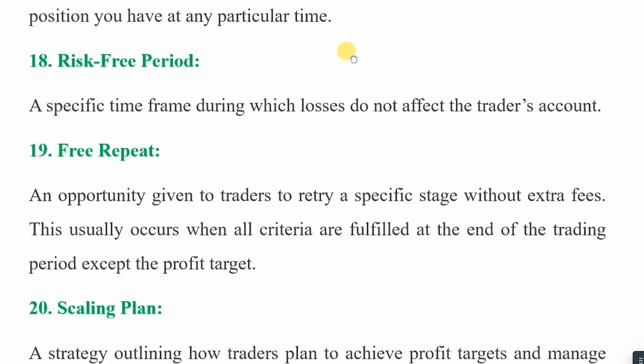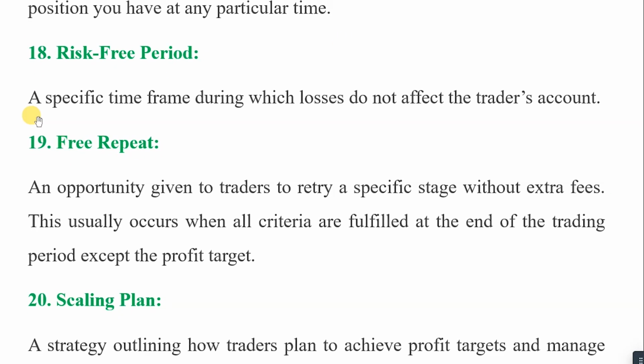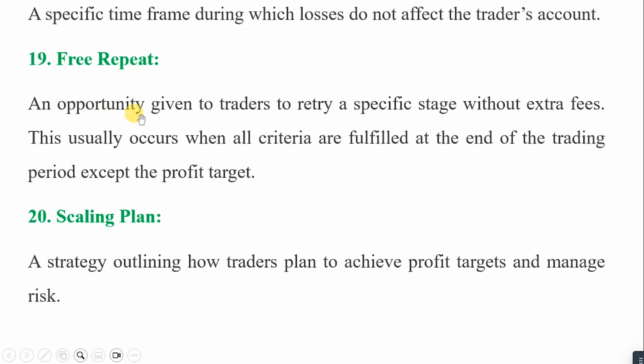Now risk-free period. This is a specific time frame during which losses do not affect the trading account. Free repeat. This is an opportunity given to traders to retry a specific stage without extra fees. And how does this happen? When all criteria are fulfilled at the end of a trading period except the profit target. For example, if they say make 8% within 1 month, and at the end of that 1 month you are currently at 6% and you have not failed any of the rules, you can be given the opportunity to repeat the challenge.